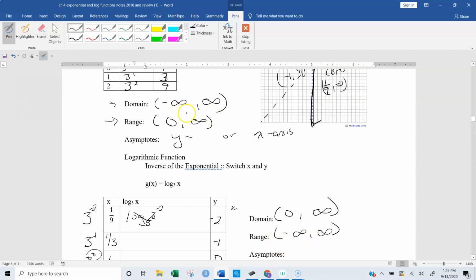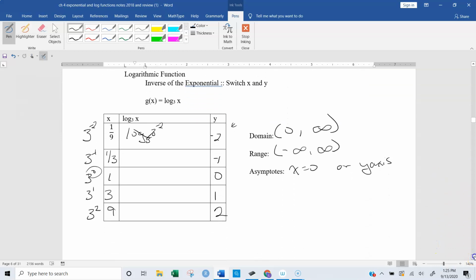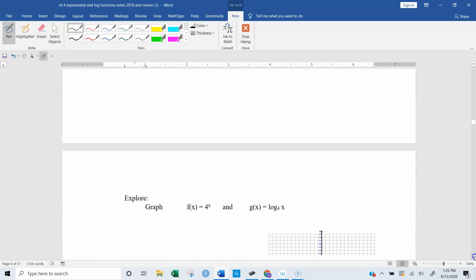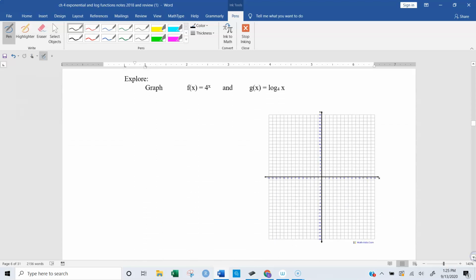Asymptote is, well, this one was y equals 0. Our new one is x equals 0, or the y-axis. They're exactly opposite. So they're reflections. So if you know one, you can immediately graph the other. You do not need to do your tables. So let's go here. We want to graph both of these.